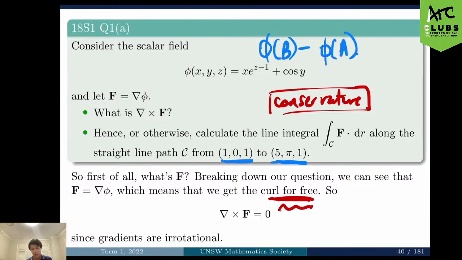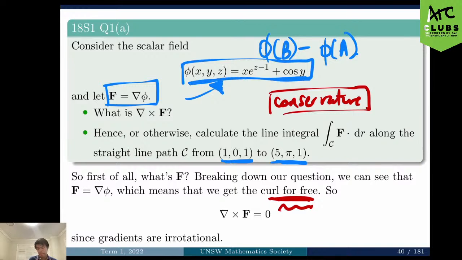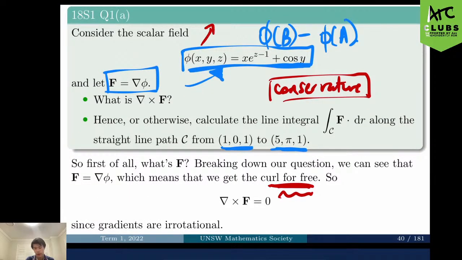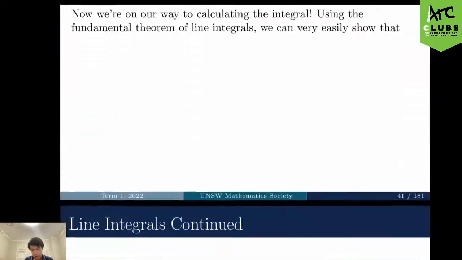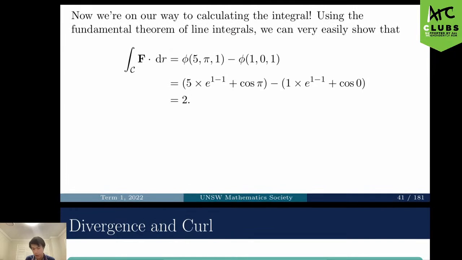In this case, we're actually given that f is the gradient of this function. So already we can use this function as our phi. Right, so all we need to do is just calculate this function at our endpoint, 5, pi, 1, and then calculate it at our starting point, 1, 0, 1, and take the difference. So we'll do exactly that. Right, so it's just a matter of subbing in.